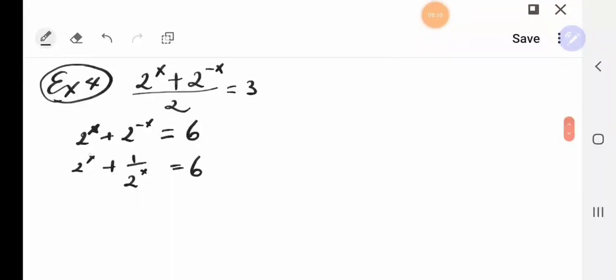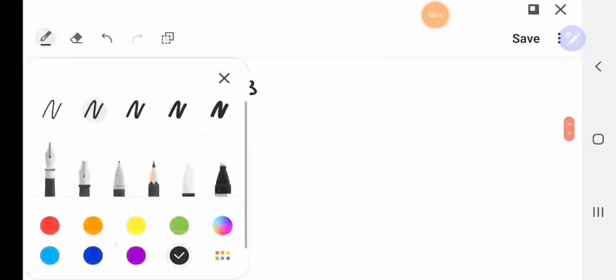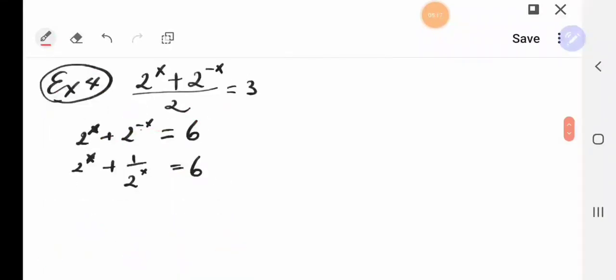Then in order to remove the denominator, we can multiply the equation by 2 to the x. This is negative x, so you can make it positive by moving the exponential form to the denominator. So the exponent is positive. In order to remove this, we multiply the equation by 2 to the x.